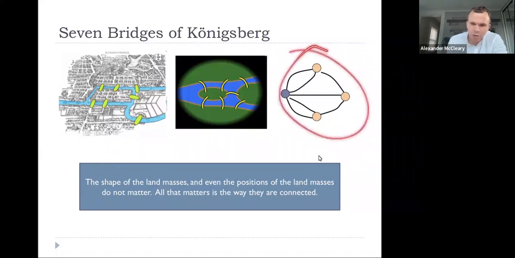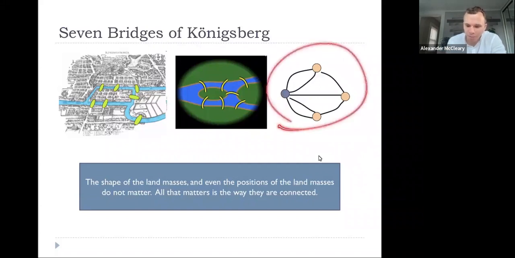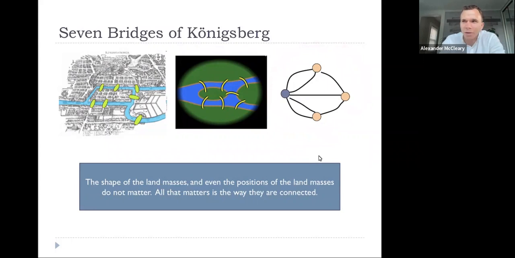So really, this is the first true example of a topological space being used. If you're familiar with graph theory, this will look familiar to you. This is a graph. And really, graphs are special examples of topological spaces.